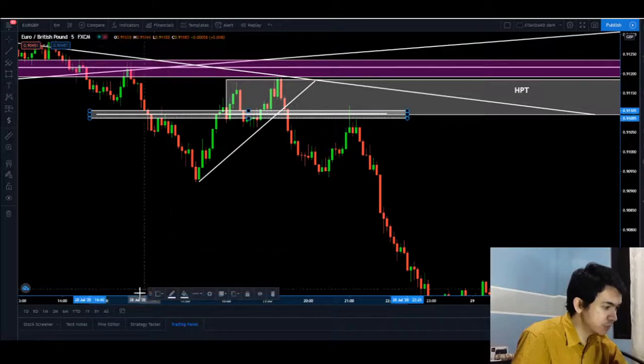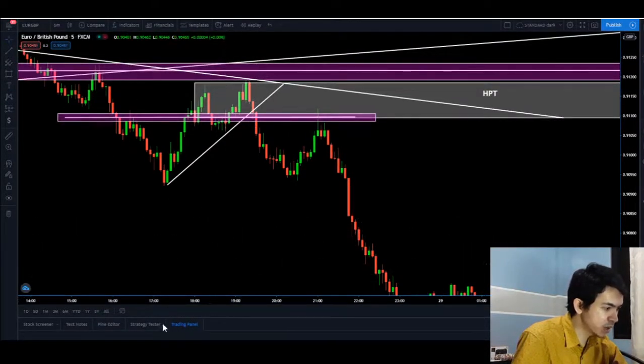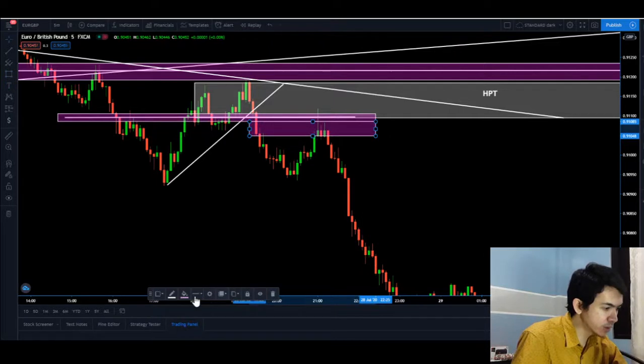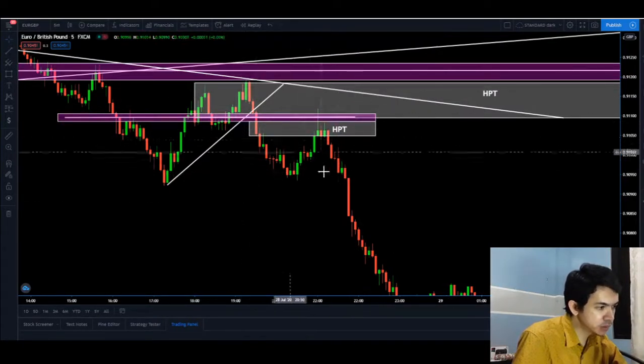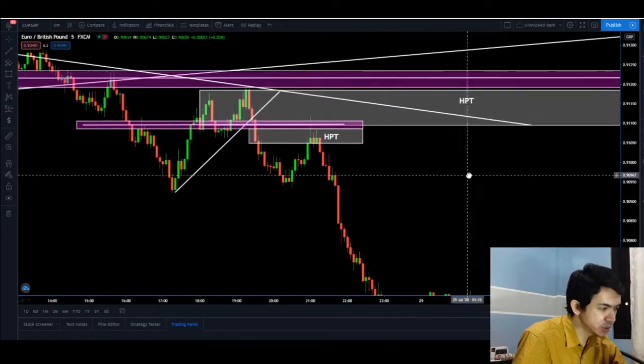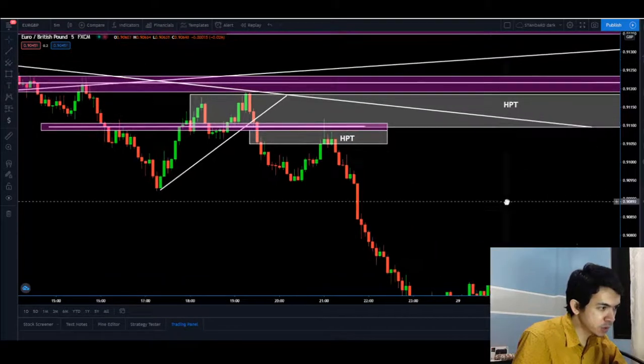So it's just a repeat process. So where is my high probability trade zone? Again, for a bearish setup, I needed the price to be below the confluences area or zone, level or zone.